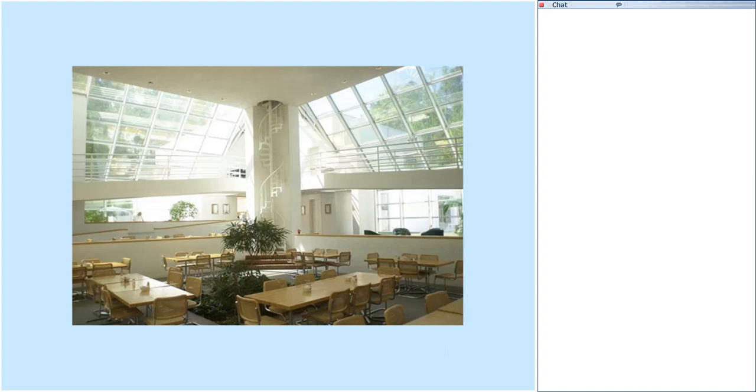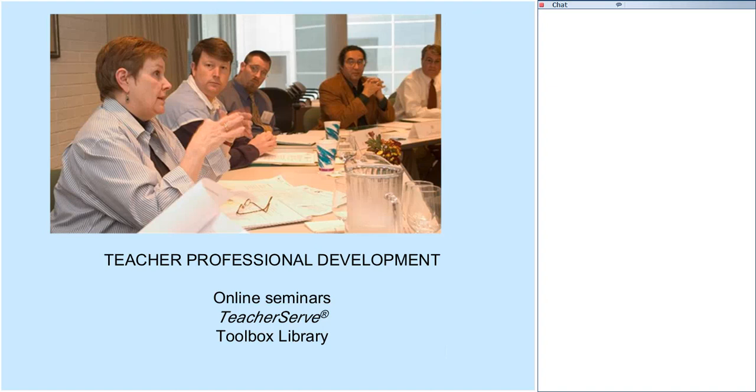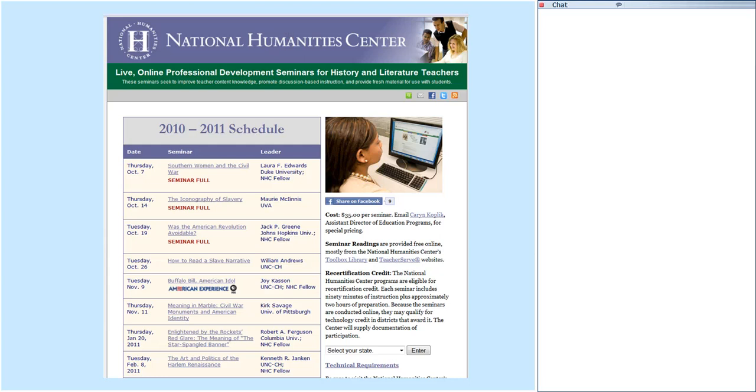Now, from that description, you might think the center is an ivory tower, and from these pictures, you see that it could pass for an ivory tower. We even have a spiral staircase going right up through the middle of the place. But the founders didn't want it to be an ivory tower. They wanted it to connect with a wide array of audiences, and they were particularly interested in connecting with teachers. We do that now in three ways, through our online seminars and through two online resources, TeacherServe and our Toolbox Library.